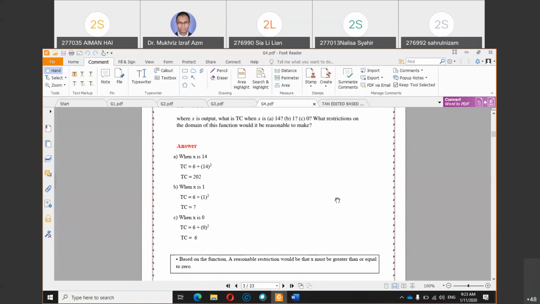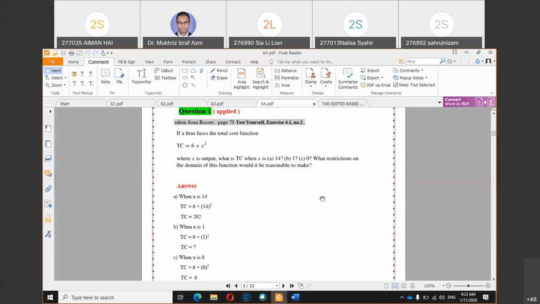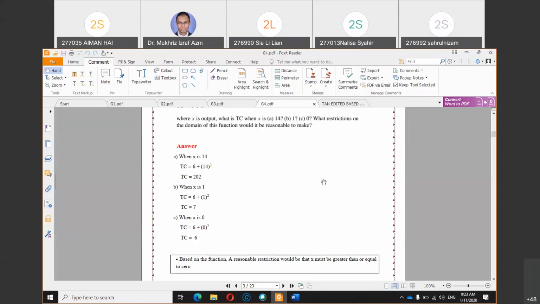We just put the total X in. Okay, the second part: what restrictions on the domain of this function will be reasonable to make? So what do you understand by this question here? I think if we make a graph, we can see that X must be greater than or equal to 0. That is the reasonable restriction. So we have to make a graph first.